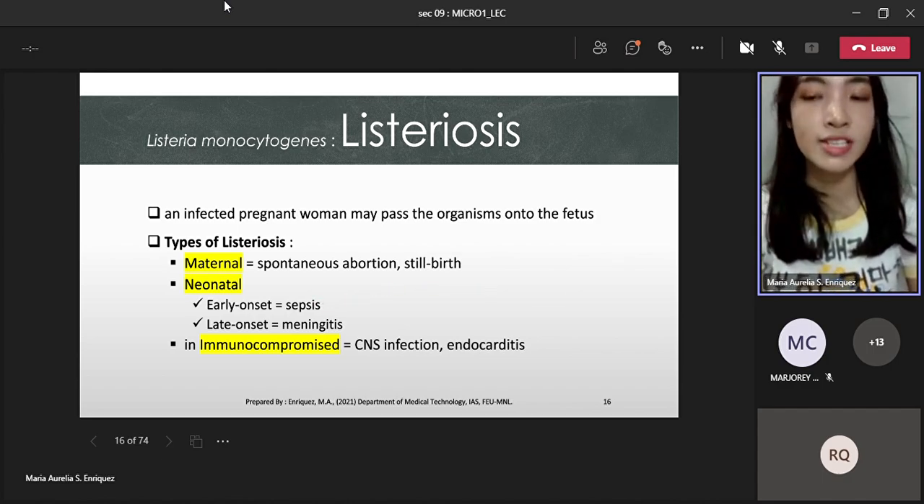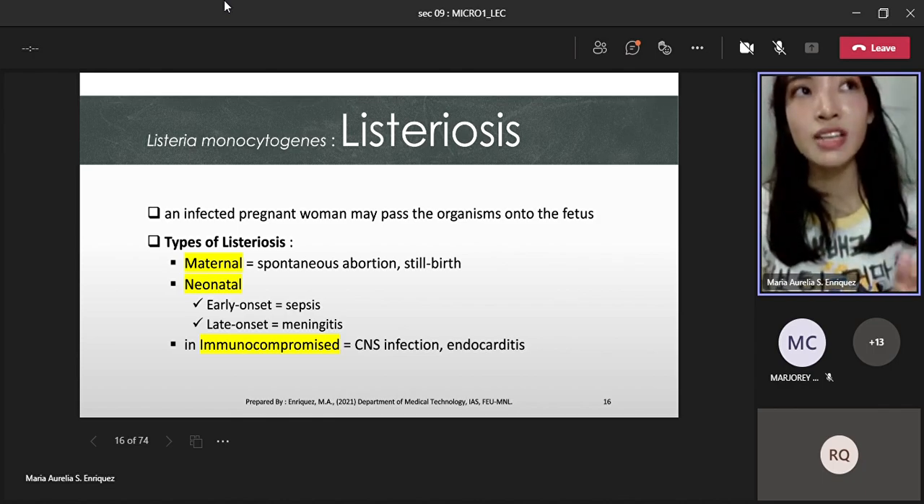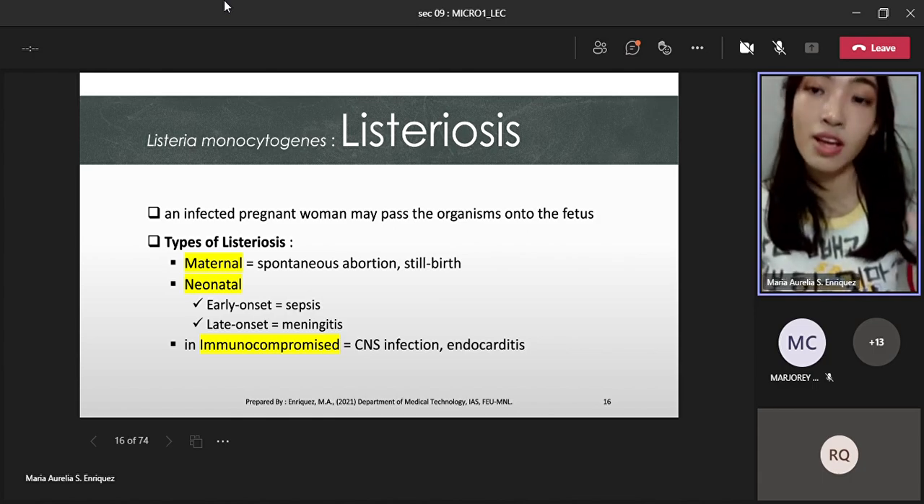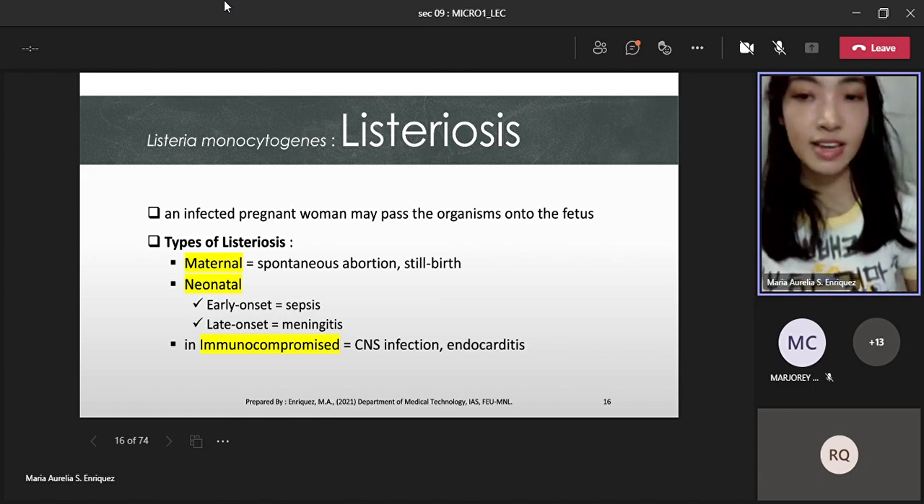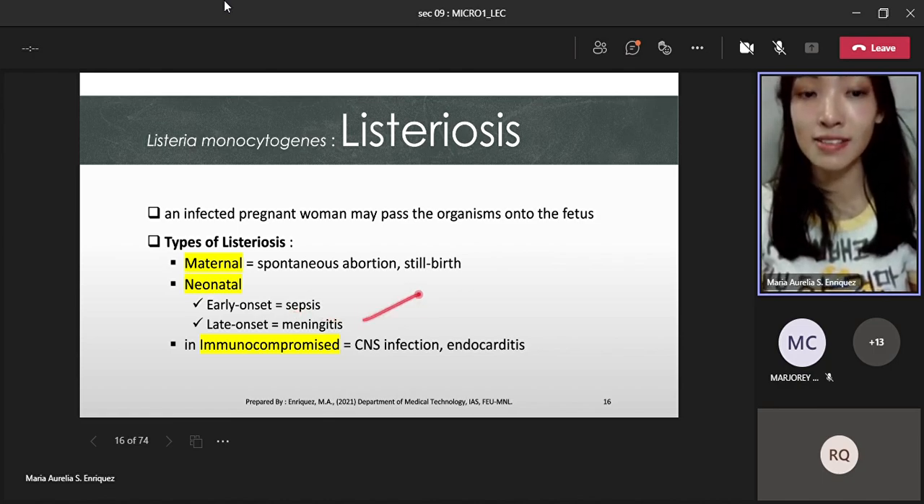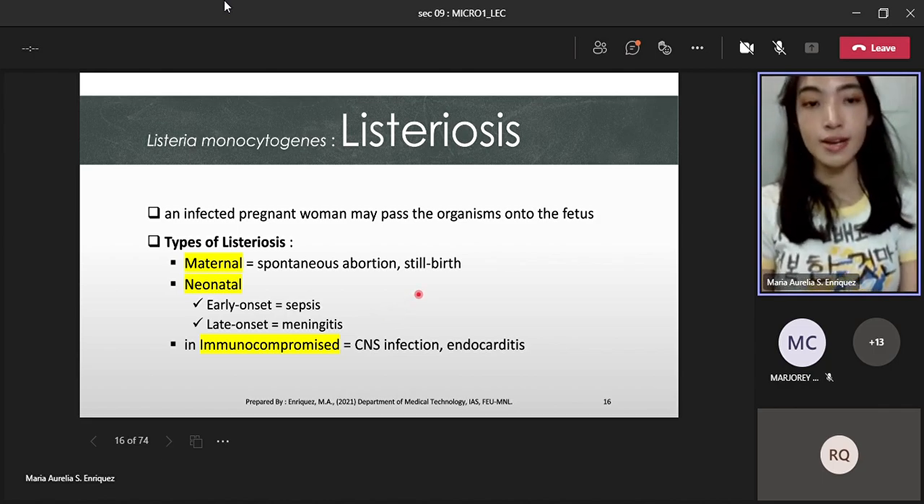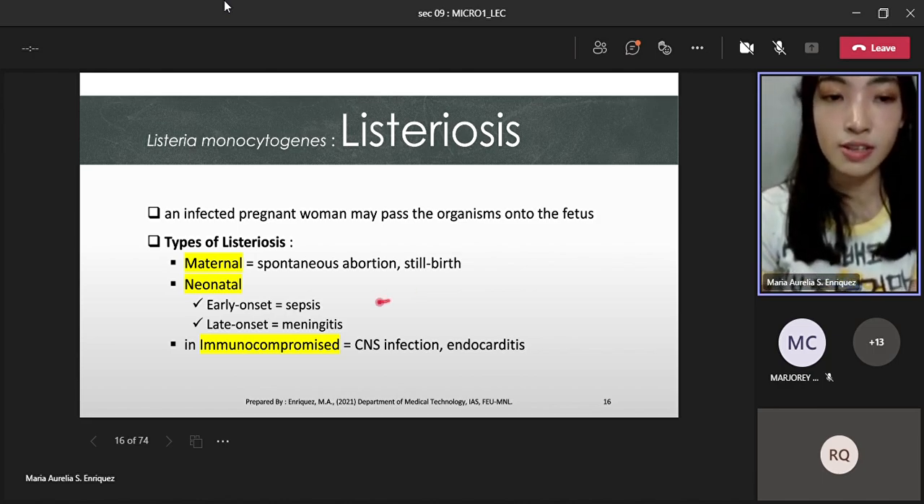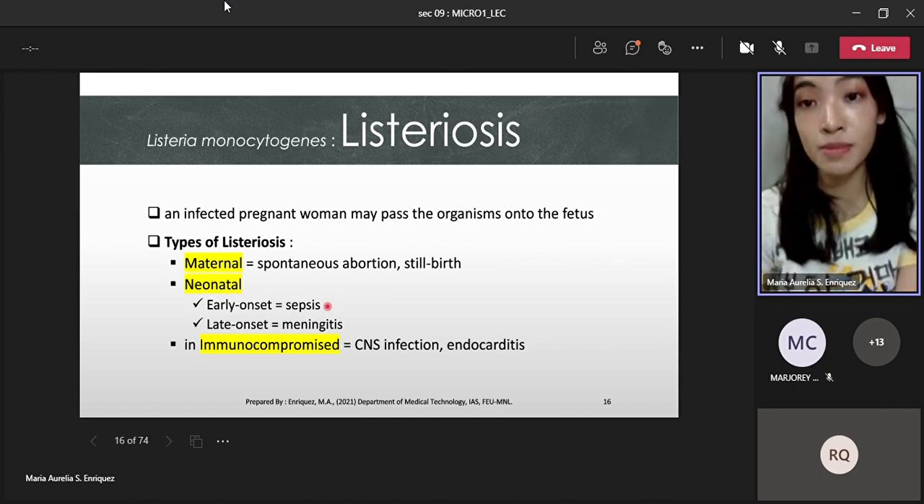Kapag naman po late onset, the disease occurs several days to weeks after birth. So, hindi agad-agad. It might take days, it might take even weeks bago tayo makapag-observe ng symptoms. Okay? So, the affected infants are generally full-term and healthy at birth. Pero po, after a few weeks, the disease would most likely manifest itself as meningitis. Okay? So, yun po yung difference between early onset neonatal listeriosis and late onset neonatal listeriosis. Kapag early onset po, sepsis yung mapoproduce. Kapag late onset, meningitis.